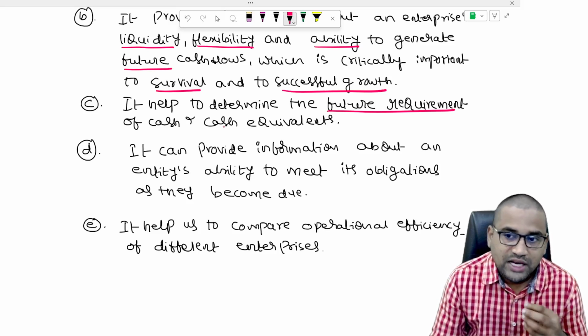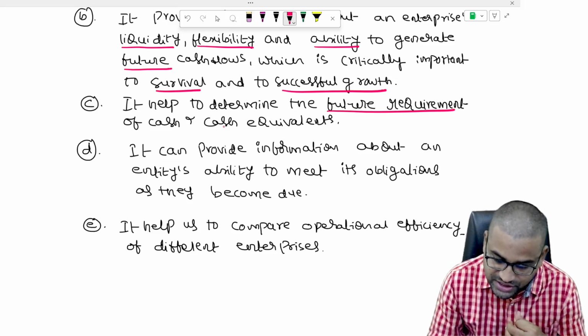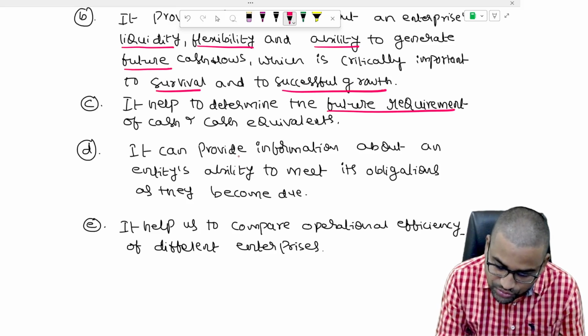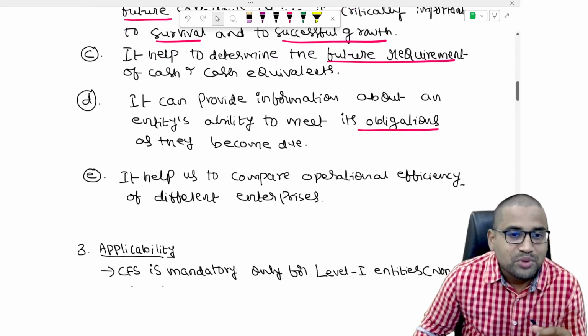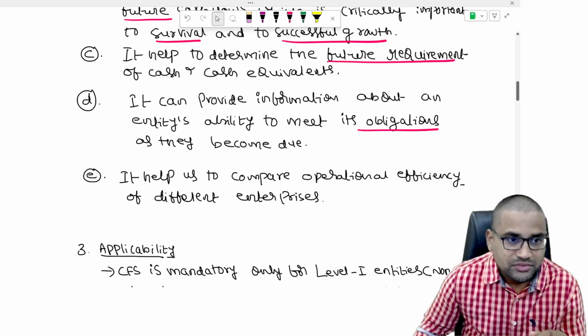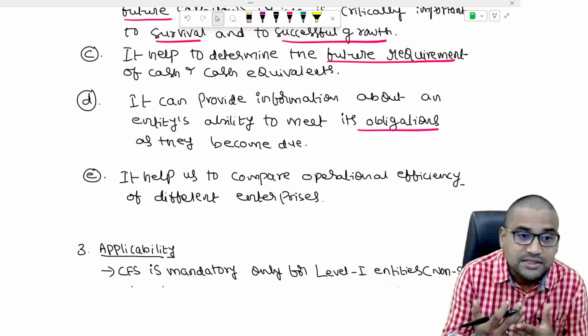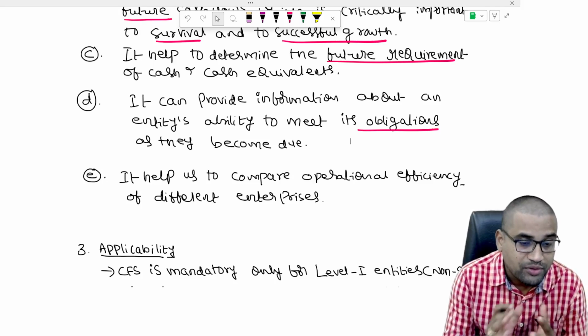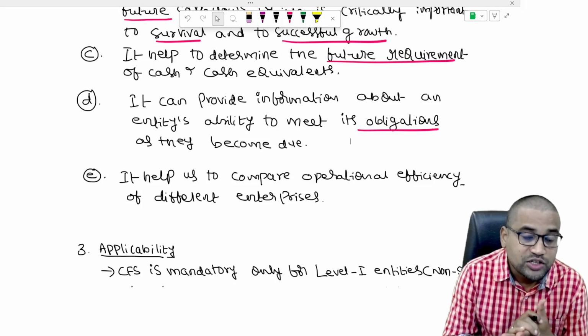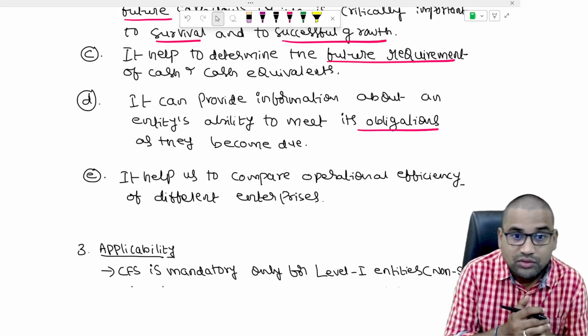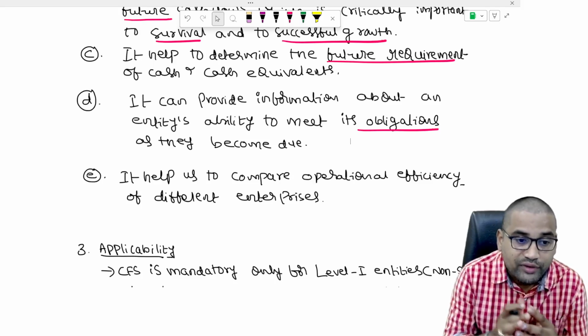So the cash flow statement will help you to identify your future requirements of cash and cash equivalents. And also it can provide information about the entity's ability to meet its obligations as they become due. So whether the company is able to meet its liabilities in future, based on the cash flow statement you can tell. You take the cash flow statement of the last 3 or 4 years, make an analysis, then you will know how much cash they are generating from operating activities and how much they need to spend for financing and investing activities. So what is their generating ability, whether they will meet their future liabilities or not, all these things we know.